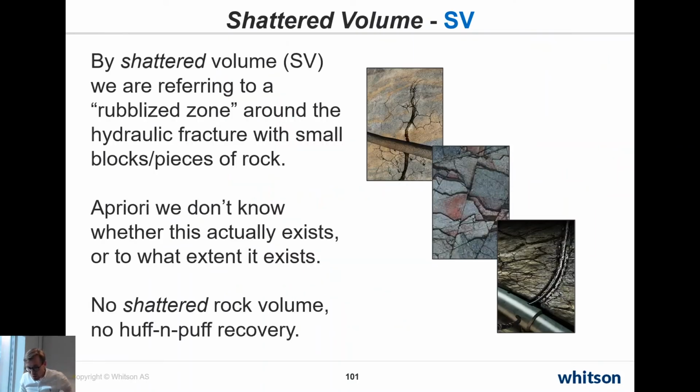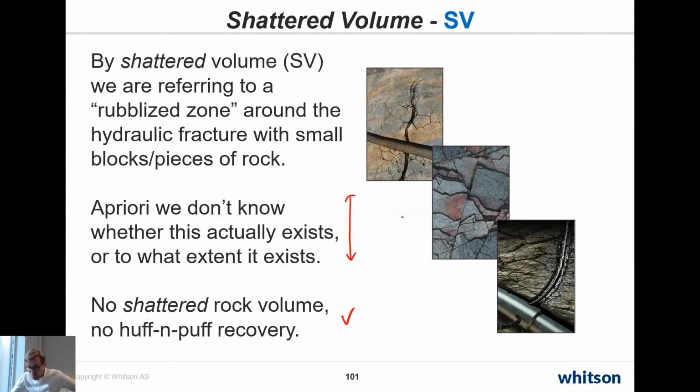So by a shattered volume, we're referring to a rubbleized zone around the hydraulic fracture with small blocks or pieces of rock. And before we actually go in and test, or do some type of analysis, we don't actually know whether this exists or to what extent it exists. But the only thing we know from simulation, from rock experiments, etc., is that no shattered rock volume means no huff and puff recovery. So this is an absolute prerequisite for that.